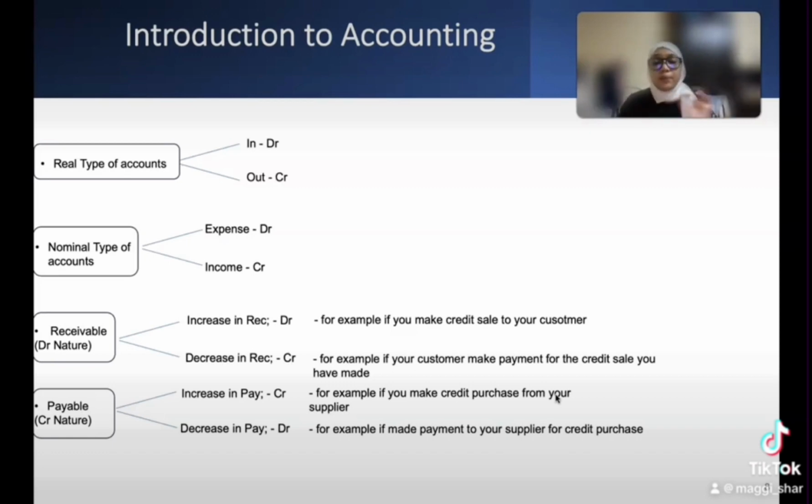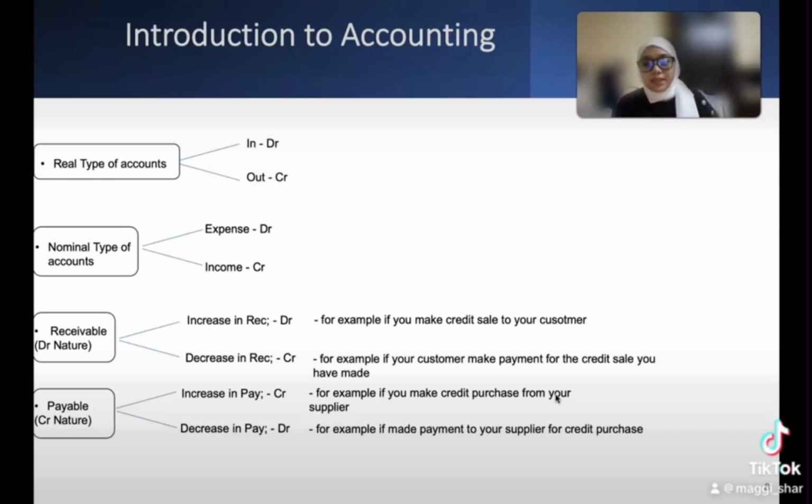So you need to record as payable to this supplier in your books, in your ledger. Before, you don't have any payable. Now you are making a credit purchase, right? You are getting something from the supplier, but you are going to pay them later. So you need to record that payable in your ledger account as payable. That will increase your payable account. So you are going to record in credit side of your payable account.